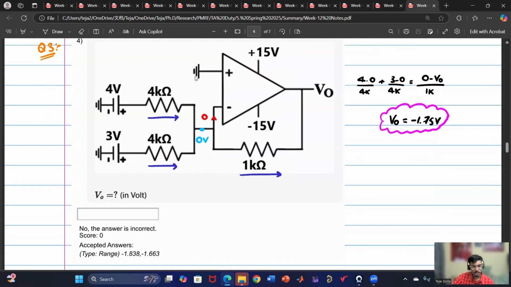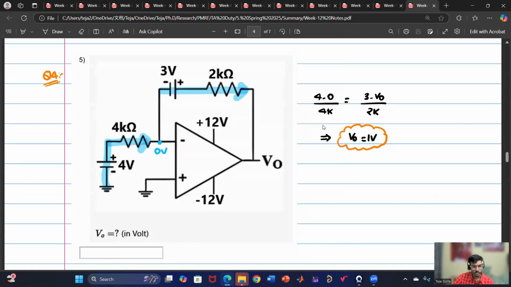So this becomes ground. Once this becomes ground, the current entering here is 0. So I have used two rules already. What is the third rule? KCL. Current entering equals current leaving, and then solve for V0. So op-amp based circuits are very simple. You just have to keep in mind these three things.